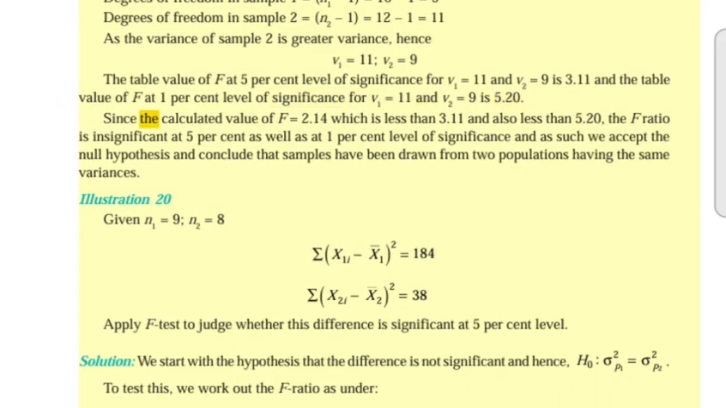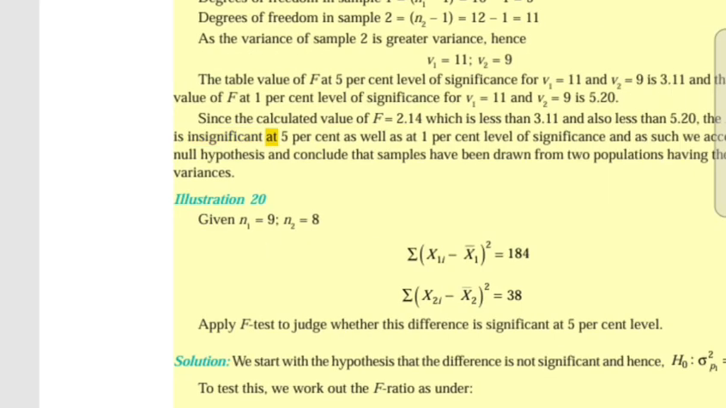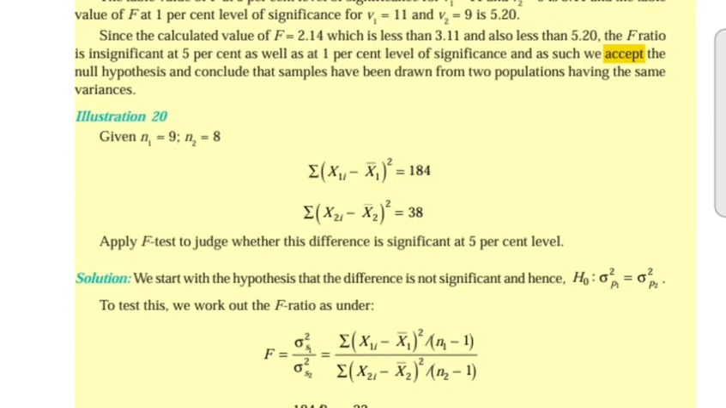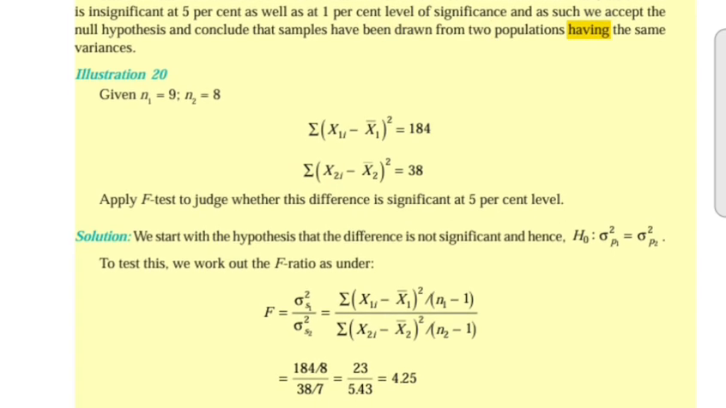Since the calculated value of F equals 2.14, which is less than 3.11 and also less than 5.20, the F ratio is insignificant at 5% as well as at 1% level of significance, and as such we accept the null hypothesis and conclude that samples have been drawn from two populations having the same variances.